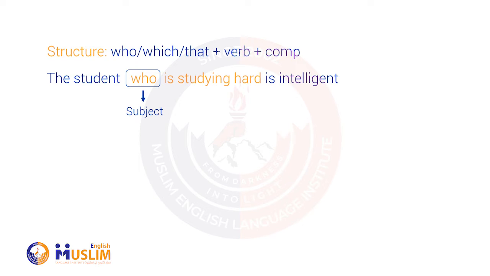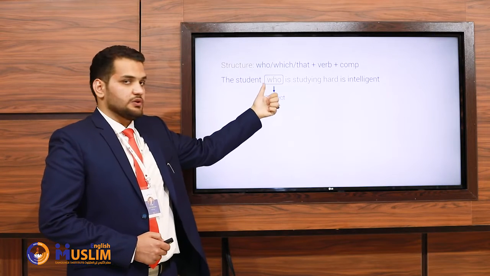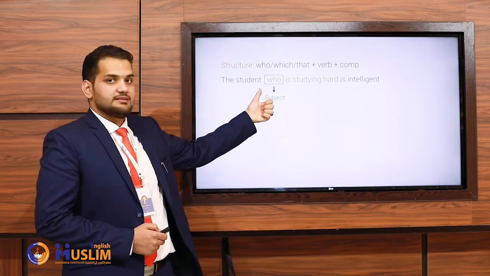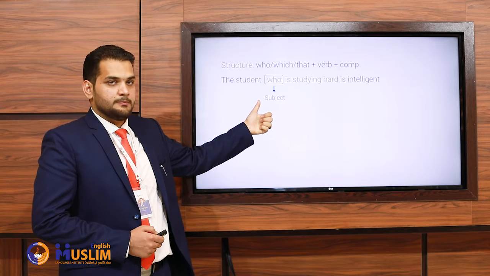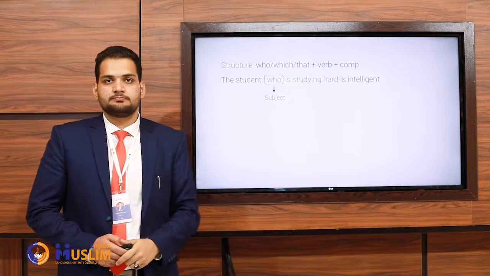For example, the student who is studying hard is intelligent. The adjective clause is who is studying hard, and the marker is who, which is a relative pronoun, and the case of the relative pronoun is subjective. Who is the subject? Is studying is the verb part.